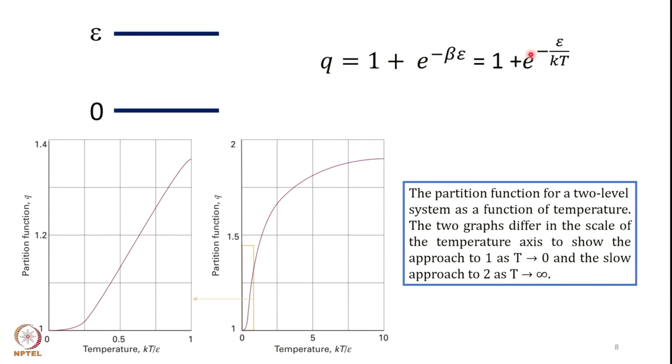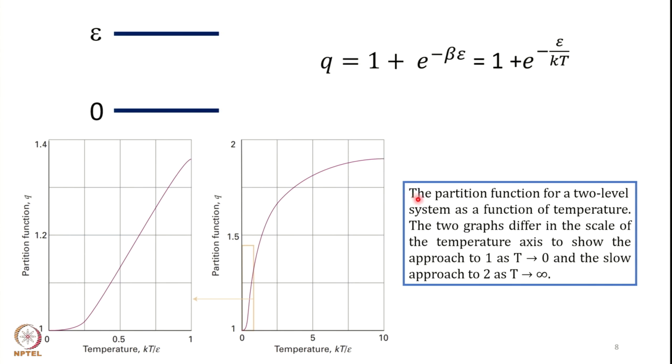When temperature approaches infinity, it is exponential minus E upon infinity, exponential 0, that means this part also becomes equal to 1. So 1 plus 1, 2. The partition function value starts from 1 and then rises as the temperature becomes very high, it goes towards a value of 2.